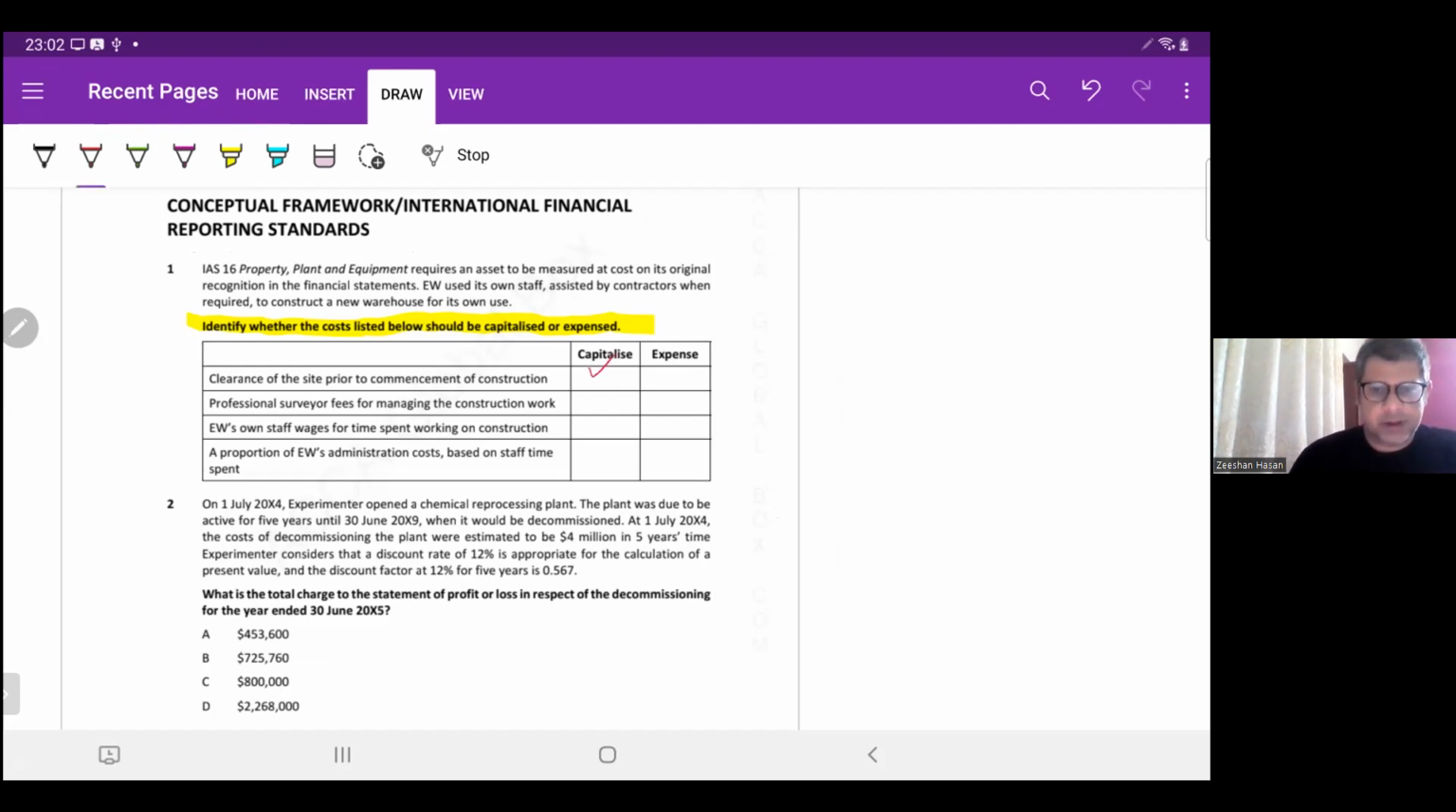Professional service fee for managing the construction work will also be capitalized. AW's own staff wages for time spent working on construction will also be capitalized because it is specific to a project. It's not general, it's specific to a contract, so it will be capitalized. Then appropriation of AW's administration costs based on staff time spent will be a general cost, so it will be expensed. It's not related to a particular project.